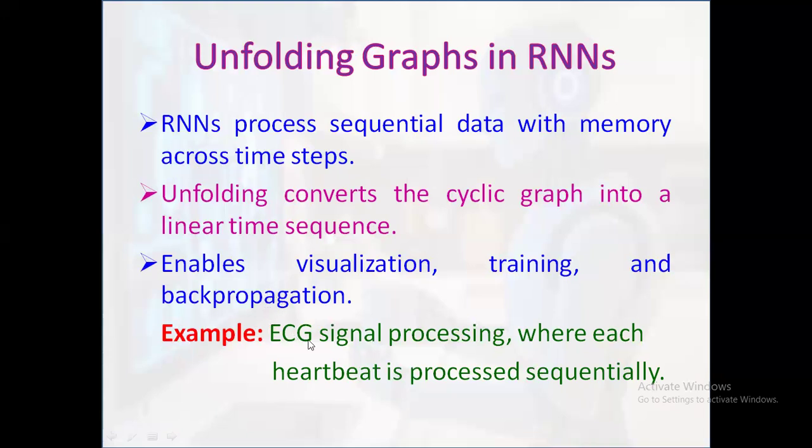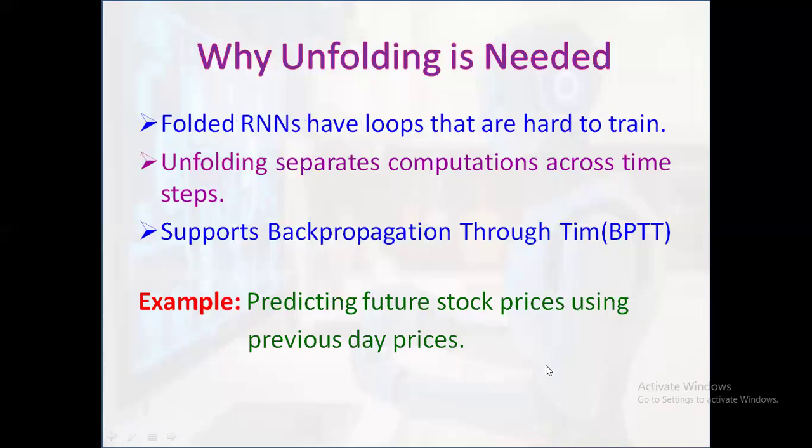And if you take the example of ECG signal processing, where each heartbeat is processed, how are we processing? Sequentially, we are processing. Next, why is unfolding needed? First, folded RNNs have loops that are hard to train. That means in the folded representation, feedback loops obscure how error propagates over time. These loops make gradient computation complex and unstable, especially for long sequences, which can lead to vanishing or exploding gradients.